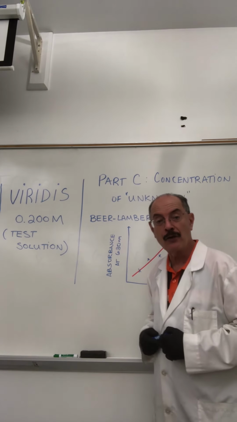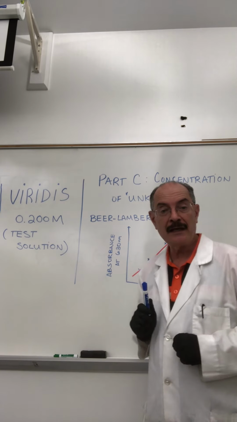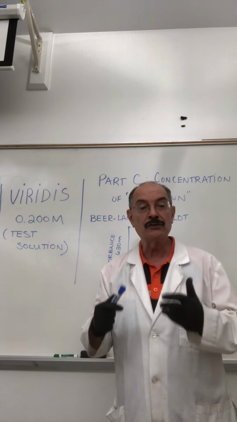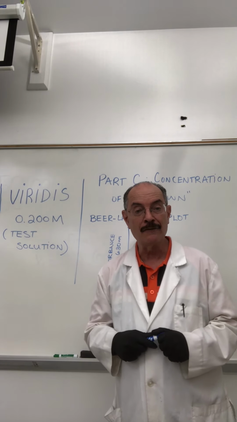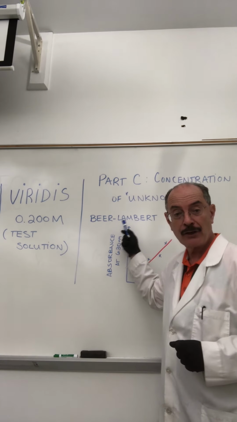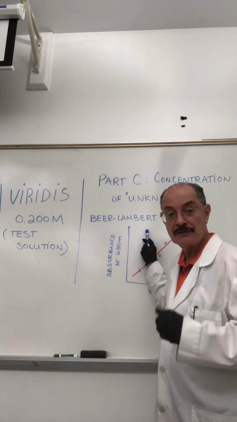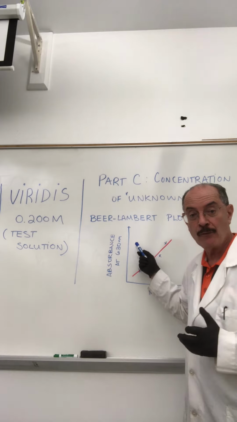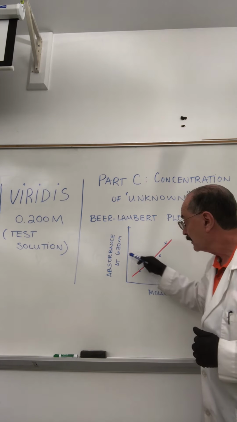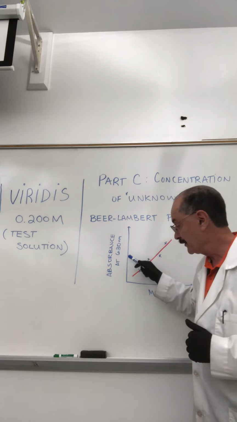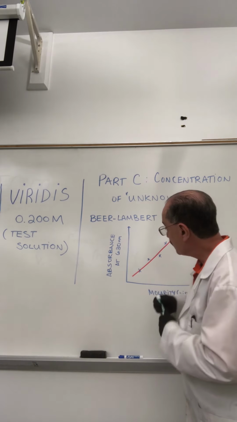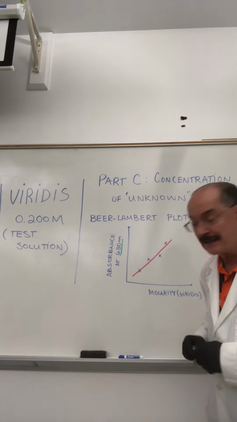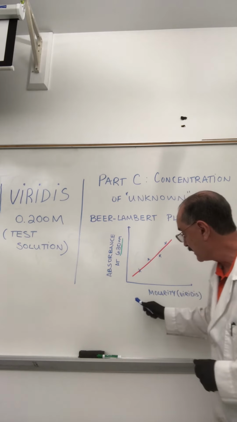Now, in part C, we're going to obtain a solution of viridis of unknown concentration, and we're going to try to determine the concentration of that unknown. To do that, we're going to use a Beer-Lambert plot, and you already saw a little bit of how that works in our introductory video. Eventually, we will build a graph of the absorbance of the solution at the maximal wavelength, which in this case was 630 nanometers. It's important that we indicate that. And then we're going to plot that against the molarity.